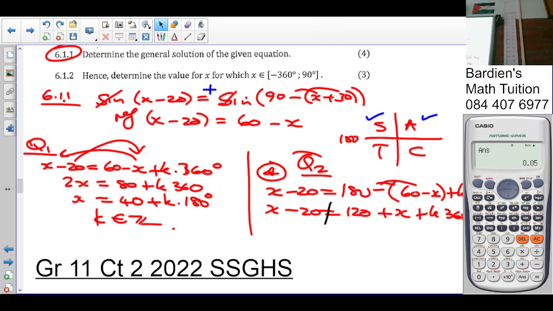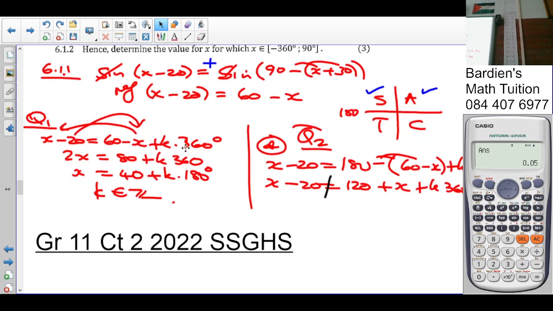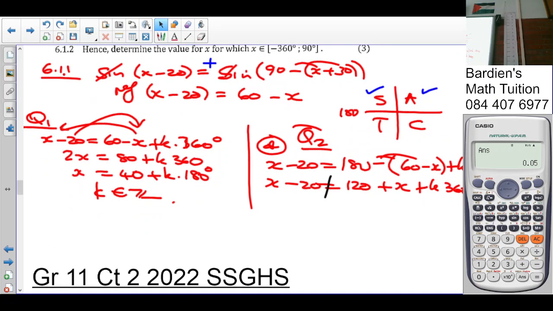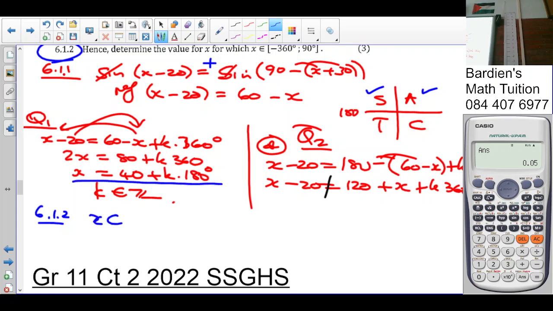Okay. Then in 6.1.2, the question says, hence determine the value for x for which x is an element of negative 360 to 90 degrees. So what do we do here? Wherever we see a k, we put 0, 1, minus 1, 2, minus 2, and so on. So I start with k equals 0, put 0 where you see k, I'll get 40, which yes it is in that given domain.